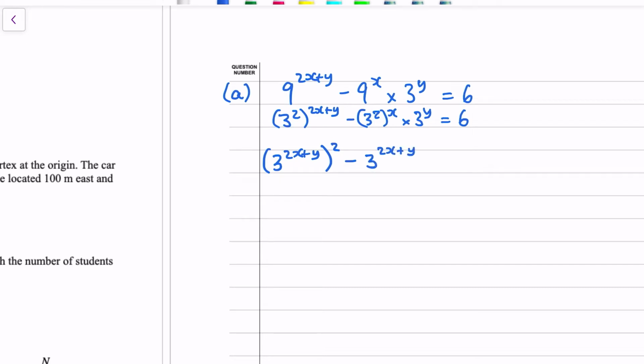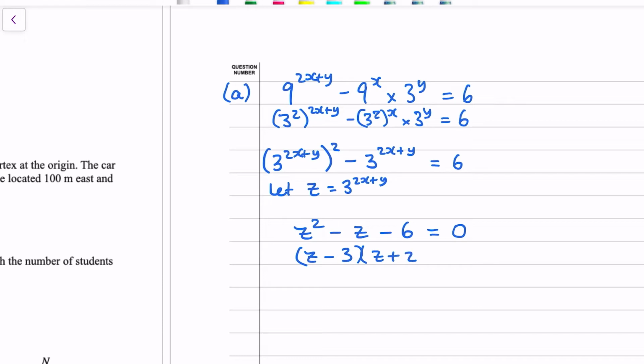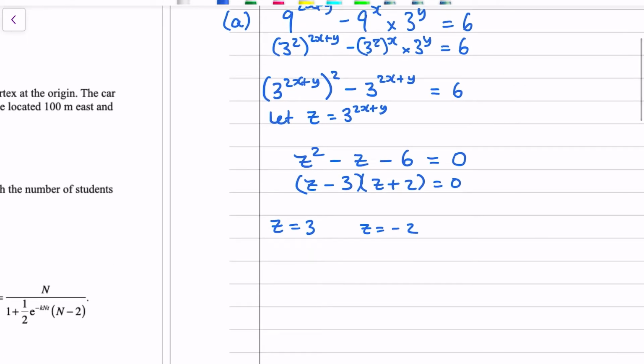We add the powers when the base is the same, and then I can let u equal 2x plus y. I want to go even further than that and let z equal 3 to the 2x plus y. Then I've got z squared minus z minus 6 equals 0, which factorizes, so you know you're on the right track. So z is equal to 3, or z is equal to minus 2. 3 to the 2x plus y equals 3, or 3 to the 2x plus y equals minus 2.